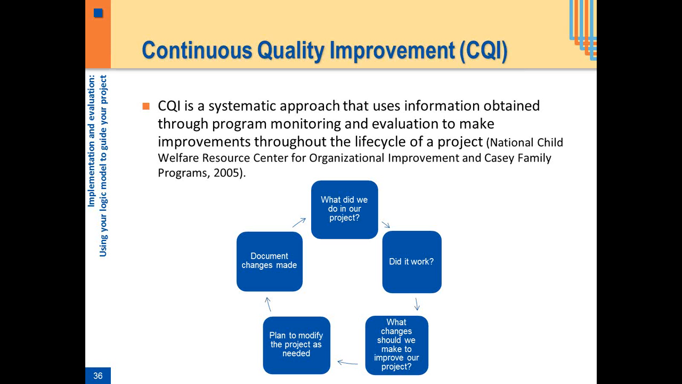So for those of you who may not be familiar with CQI, CQI is a systematic approach that uses information that you get through program monitoring and evaluation in a feedback loop to make improvements throughout your project. And you can see in this graphic at the top, the first question is, well, what do we do? And then as you roll clockwise, you assess, did this work? What changes should we make to improve our project? What is our plan to modify as we need? Let's document what happened, and then we go back up to the beginning. So what did we accomplish at this point? And we keep going around the circle to assess in this continuous feedback loop.